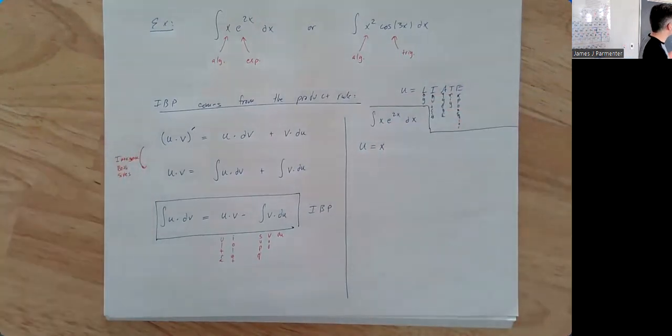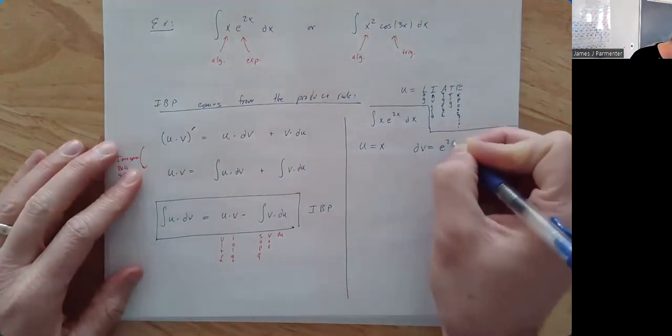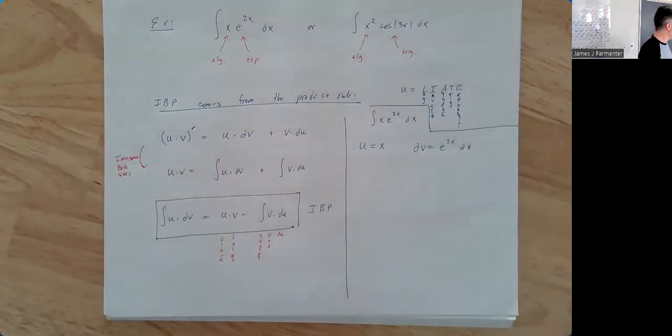So when you're doing this process, I usually choose u first, and then after you've chosen u, dv is everything else. You have no choices there. Once you choose u, u times dv has to be the entire integral.